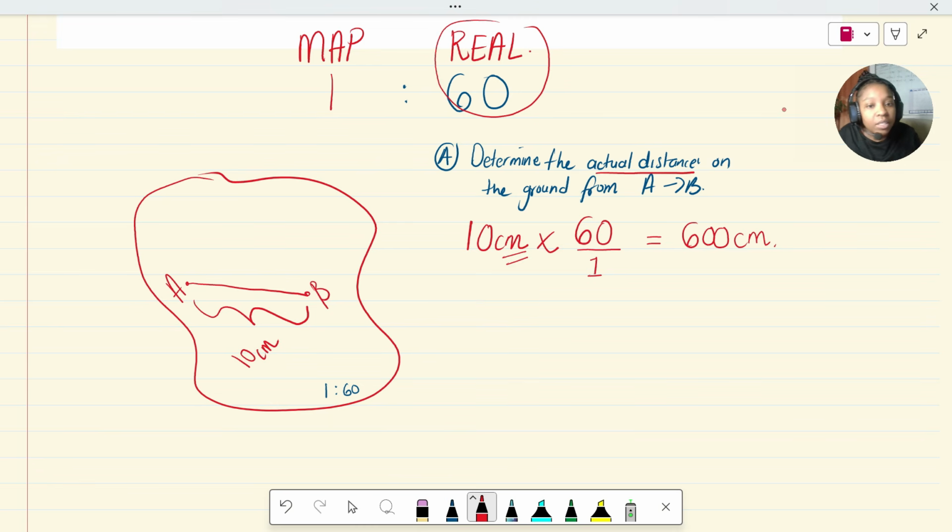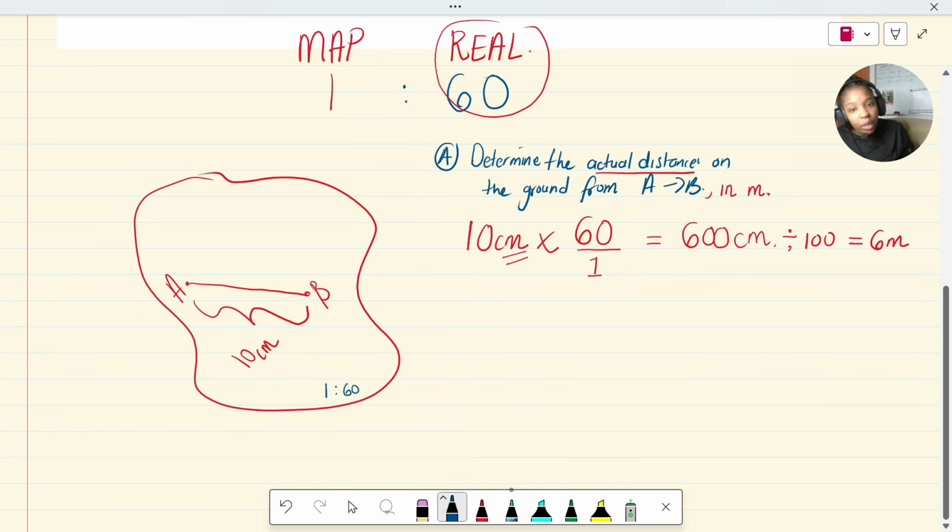In some cases they'll even say determine the actual distance on the ground from point A to B in meters. So you'll have that additional statement there. If the question is asking you to find the actual distance in meters, you've already calculated your distance in centimeters. All we need to do is convert those centimeters into meters. How do you convert centimeters to meters? You just divide by 100. So your answer will just be 6 meters. That's basically how we work with that number scale.